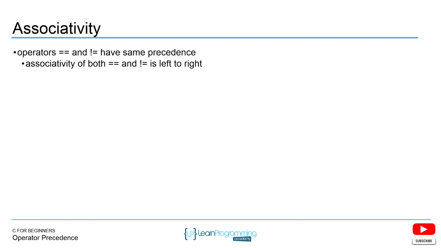So what you would do here is apply associativity. The associativity of both the equals and the not equals is left to right. So you're going to first do 1 equals 2. That's going to be false. And then you're going to say false is not equal to 3, which it isn't. So the result is going to be false. The expression on the left is executed first and moves toward the right.